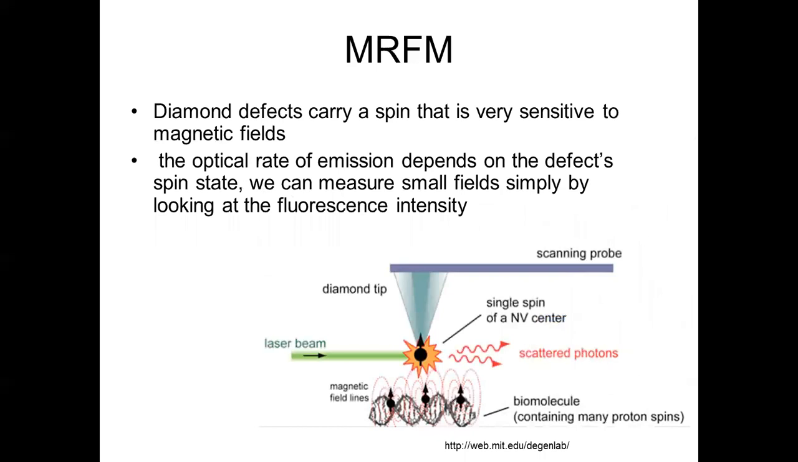The optical rate of emission depends on the defect spin state, which can measure small fields by simply looking at the fluorescence intensity. So this shows us a schematic of the system that they have at the MIT lab. And again, this is basically a research tool.